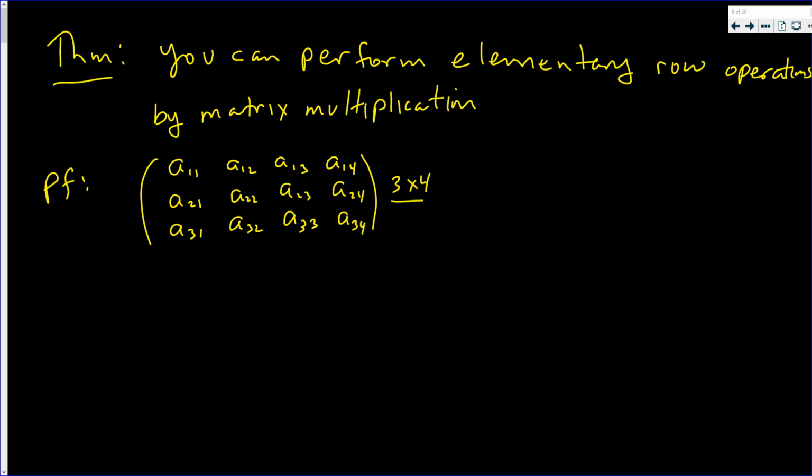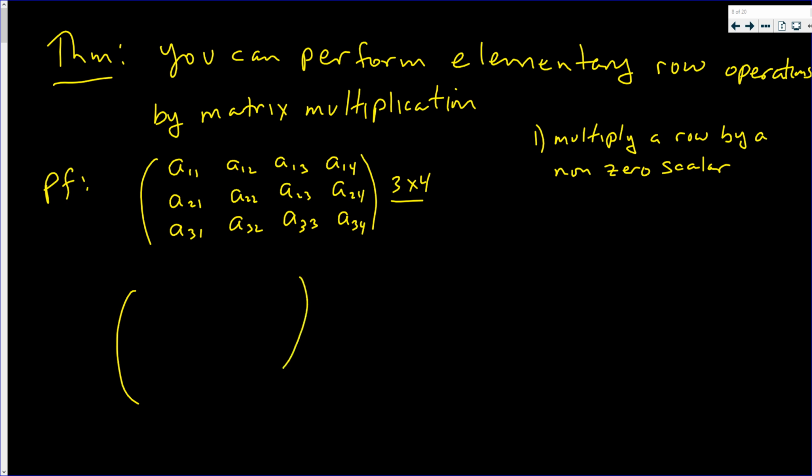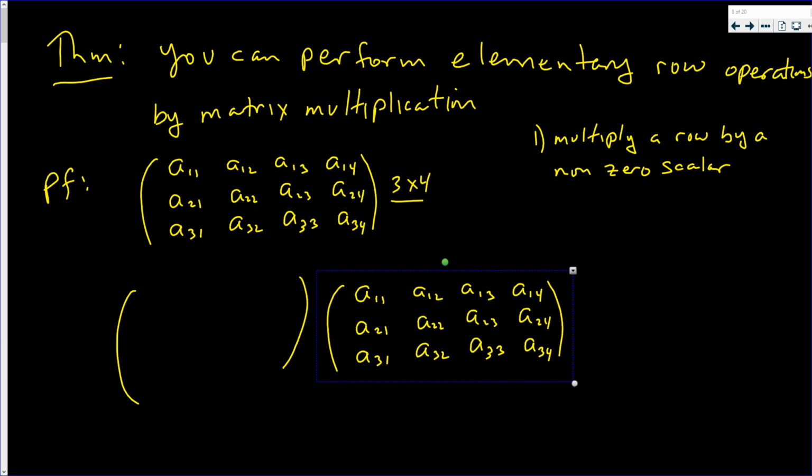Using a 3x4 matrix, I'm going to show that you can do elementary row operations by matrix multiplication. The first one is to multiply a row by a non-zero scalar. So basically, you want to take a matrix, multiply it by the matrix that you want, to interchange or multiply a row by a scalar, and you want to get that result.